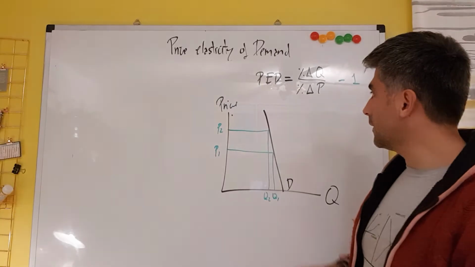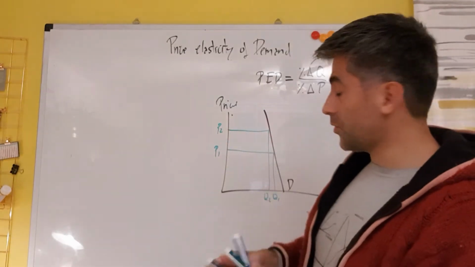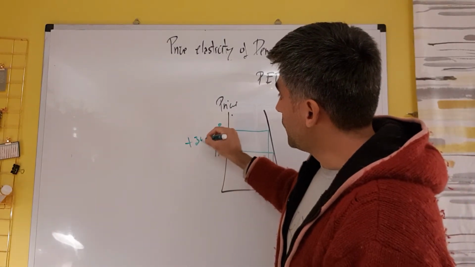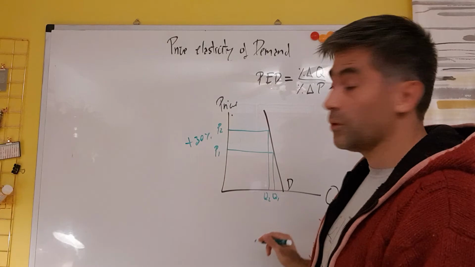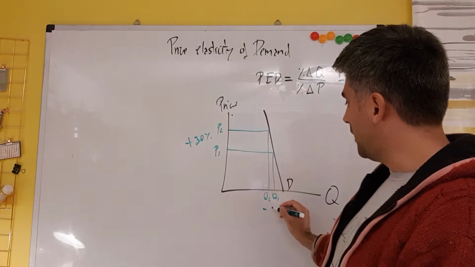So in this instance, if this is more than proportionate, we can say it's an increase of, I don't know, 30% in price, and that will cause a decrease that looks like minus 10%.